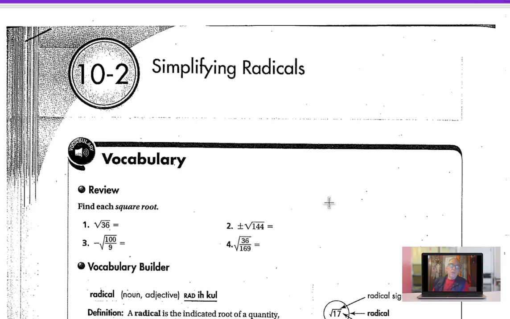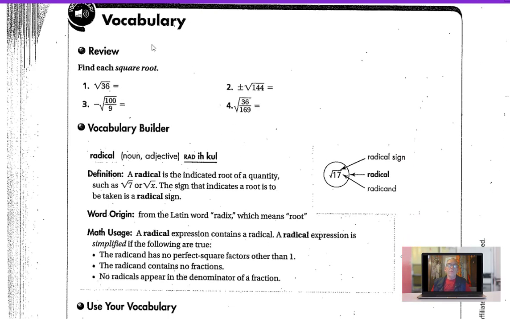Okay, let's talk a little bit about simplifying radicals. So let's see what we got here. As a review, we want to find these square roots. Remember, 6 times 6 makes 36, so the square root of 36 is really plus 6 or minus 6.